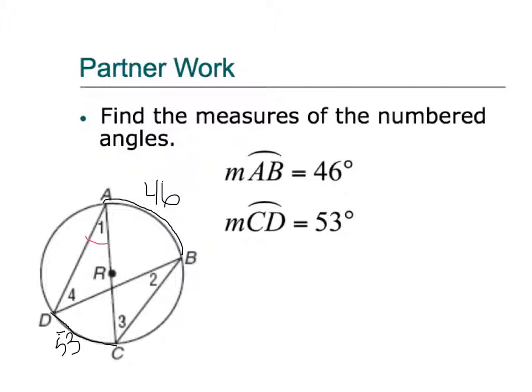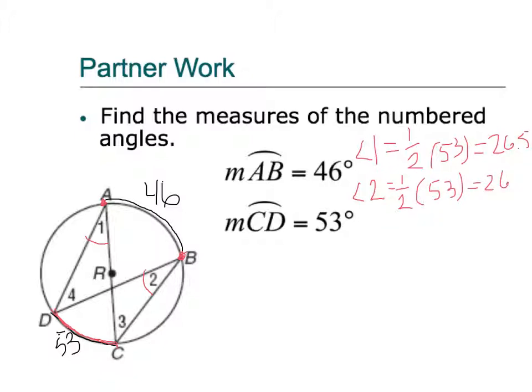Well, that angle is opening up to this arc. And what do I know from the previous section about inscribed angles? They equal half of their intercepted arc. So angle 1 is going to be 1/2 of 53, and the answer I get for that is 26.5. Perfect. Angle 2, let's check this one out. It's also an inscribed angle, and it also opens up to arc DC. So same thing for angle 2. Angle 2 is going to be 1/2 of its intercepted arc, and I'm going to get 26.5 as well.